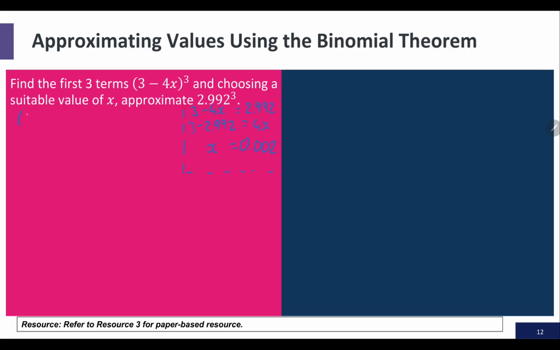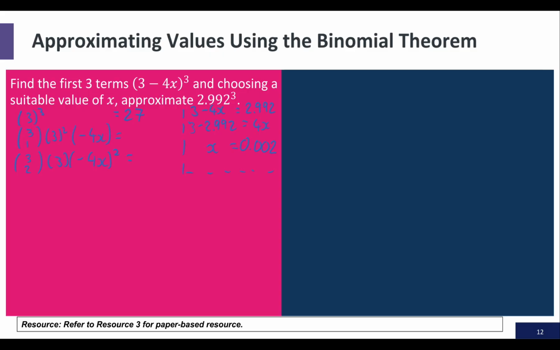So it's going to be 3 cubed, 3 choose 1, 3 squared, minus 4x. Final term that we need. Hopefully you're well practiced with doing the binomial expansion now. 3 cubed is 27. And you might already be thinking, just looking at this question here, 2.992 cubed is going to be close to 27. You can see we've got the 27 out already.